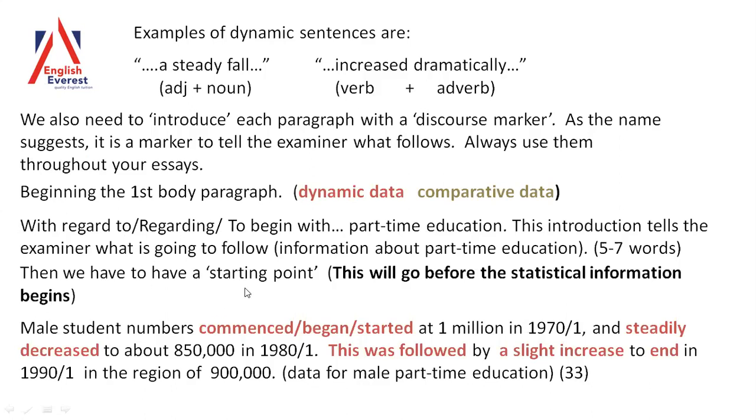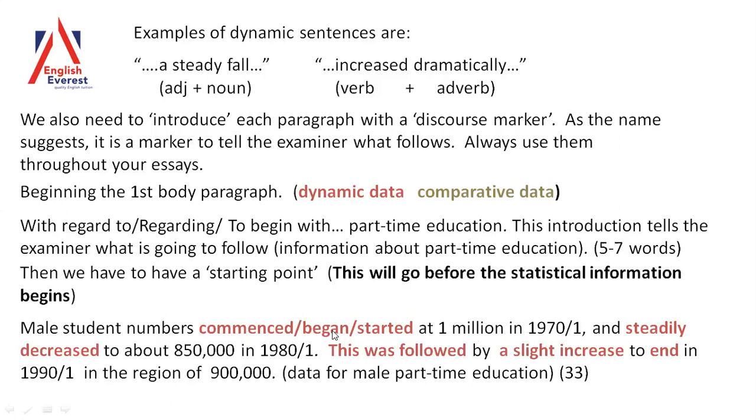Then we have a starting point. This will go before the statistical information begins. So we're introducing our paragraph to say what it's about, and then we begin introducing the data. Male student numbers commenced, began, or started at. So there's our starting point. Even though it's not moving at the moment, we must have a beginning point. So we include this in dynamic data because everything must have a start and a finish. So we've got 3 different verbs. Here we just use past tense. If your chart is in the past, you just use a single past tense verb because it's not moving.